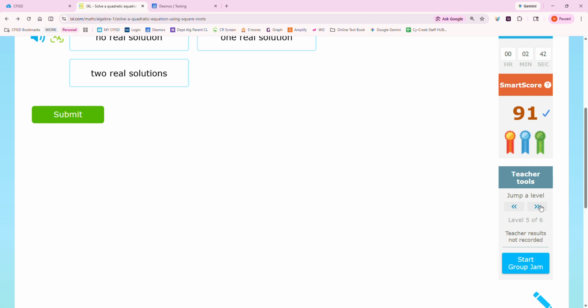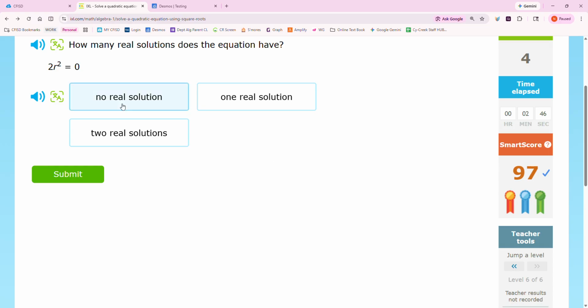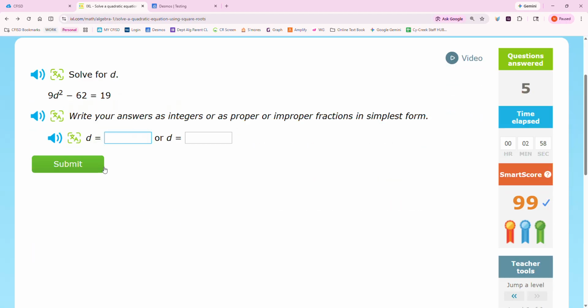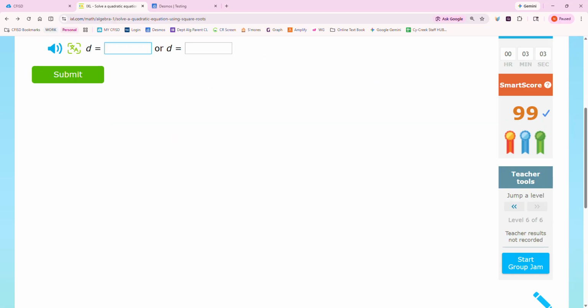That's just doing the same thing. Let's see, level 6. Again, r squared is going to be 0 divided by 2. That's going to give you 0. Taking the square root of 0 is going to give you 0, so you have one real solution. So all you're doing on these is just isolating. So let's see, do this one.